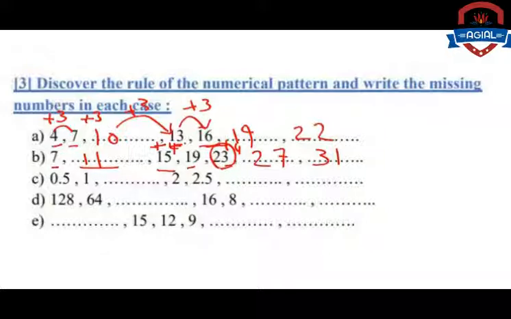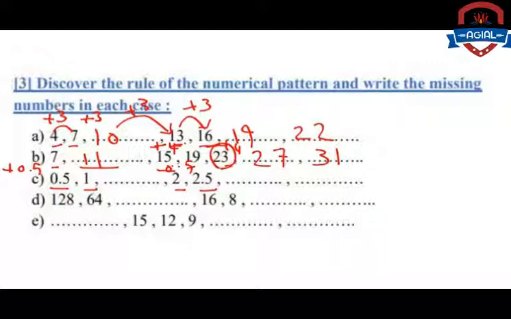Letter C. We have 0.5, then we have 1. So the first two consecutive numbers is 0.5, then 1. And the other two consecutive numbers is 2, then we have 2.5. So we have 0.5, then we have 1, so we add 0.5. And here we have 2, then we have 2.5, so we add 0.5. So the particular rule here is to add 0.5.